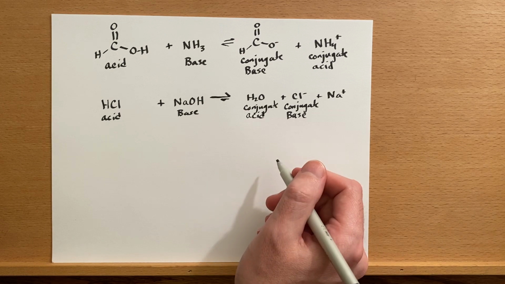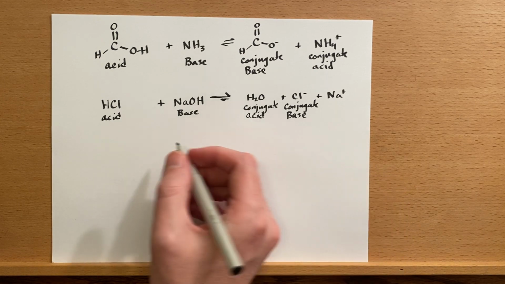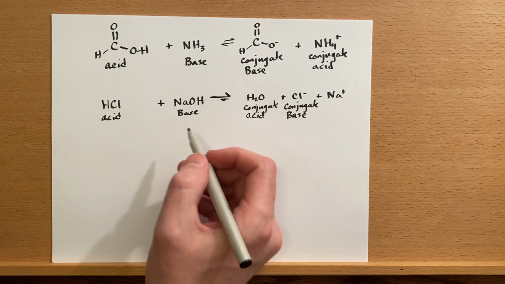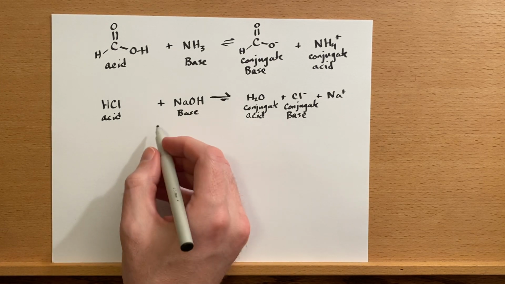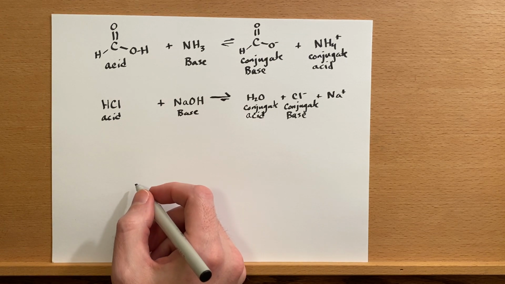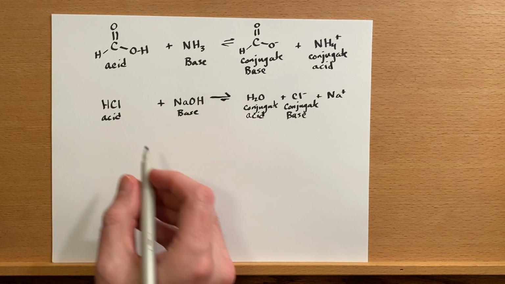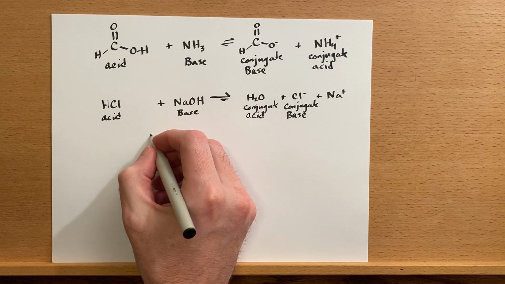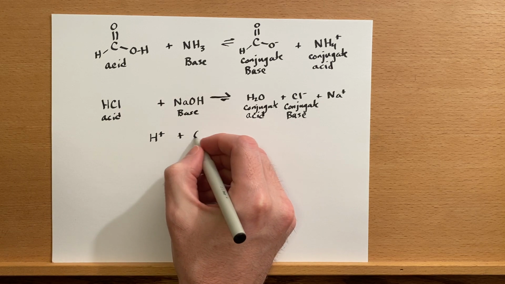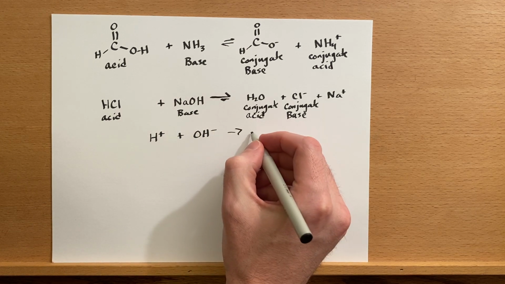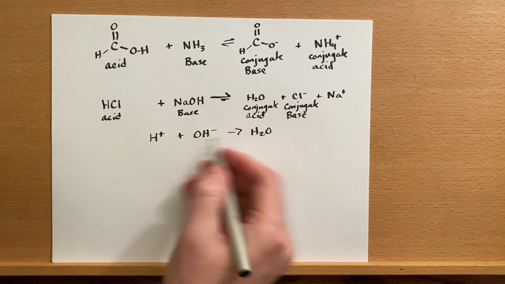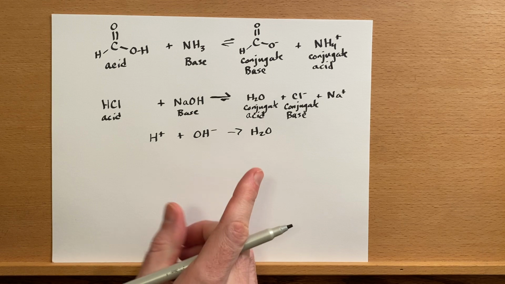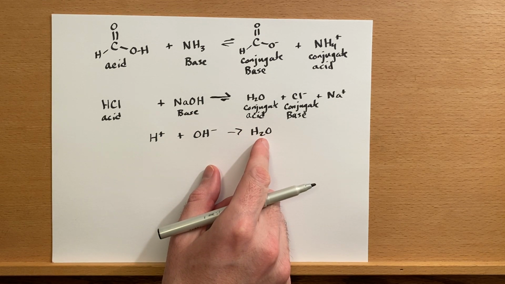It's nothing. It's a spectator ion. In fact, a lot of people would write this excluding so-called spectator ions and just write the net ionic equation. And the net ionic equation for every strong acid, strong base reaction is the same. It's simply just H plus OH minus making water. Every last one of the strong acid, strong base net ionic equations is this.